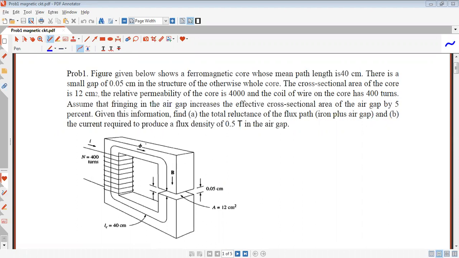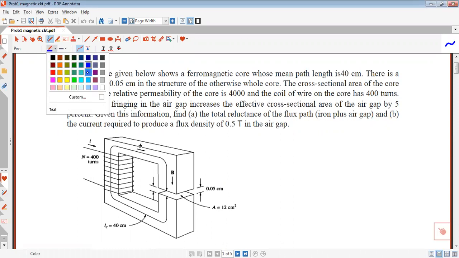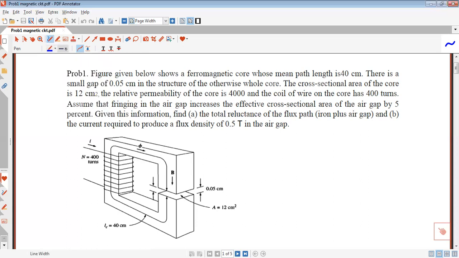This core is ferromagnetic, and I need to increase its thickness. The ferromagnetic core has a mean length of 40 centimeter. It means the length of the core given here is 40 centimeter.